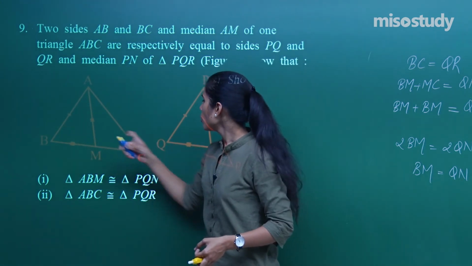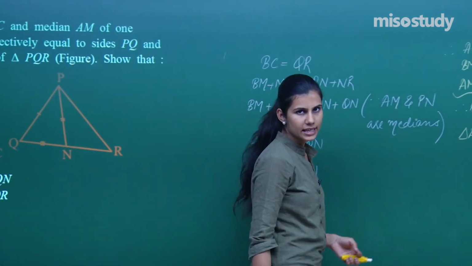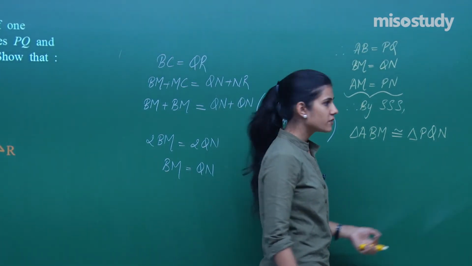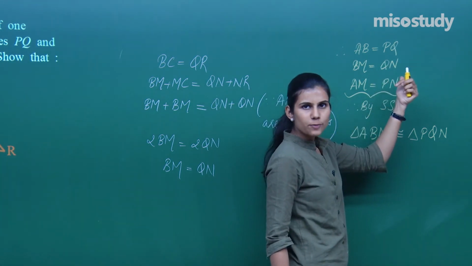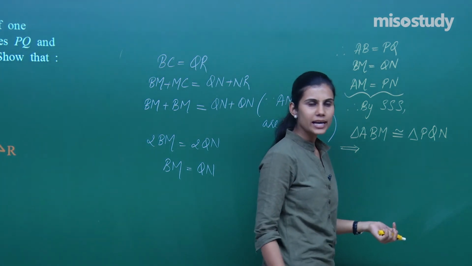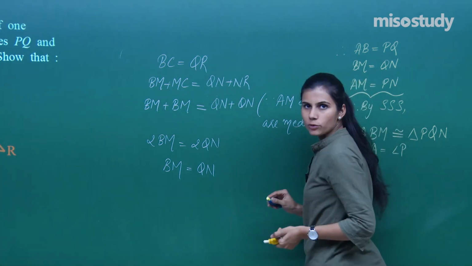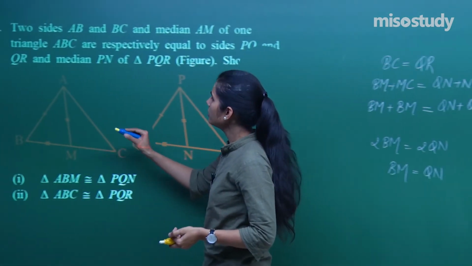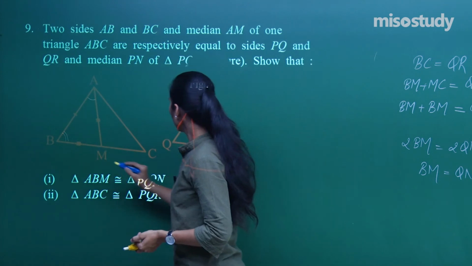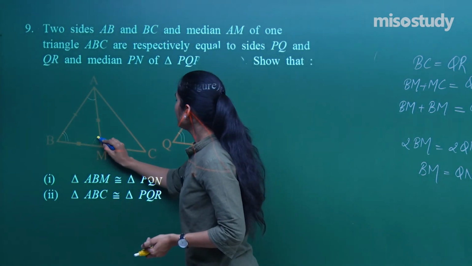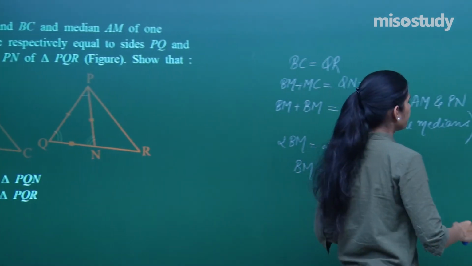The fact that these two smaller triangles are the same implies that their corresponding angles are also going to be the same. If these two triangles are congruent, their corresponding parts will be equal. Already I have these equalities between the three corresponding sides. So what matters to me is the correspondence between angles. Angle at A will be equal to angle at P. This angle will be the same as this angle. Angle at B will be the same as angle at Q, and angle at M will be the same as angle at N. So I will have angle BAM.